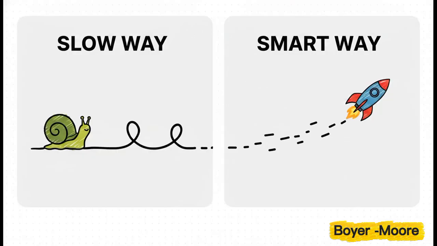You see, when it comes to searching for something, there are basically two ways to do it. You've got the slow, obvious way, and then you've got the smart, kind of counterintuitive way. And as we're about to see, the secret to incredible speed isn't about checking every single letter. Nope. It's about starting at the end and learning how to skip ahead.